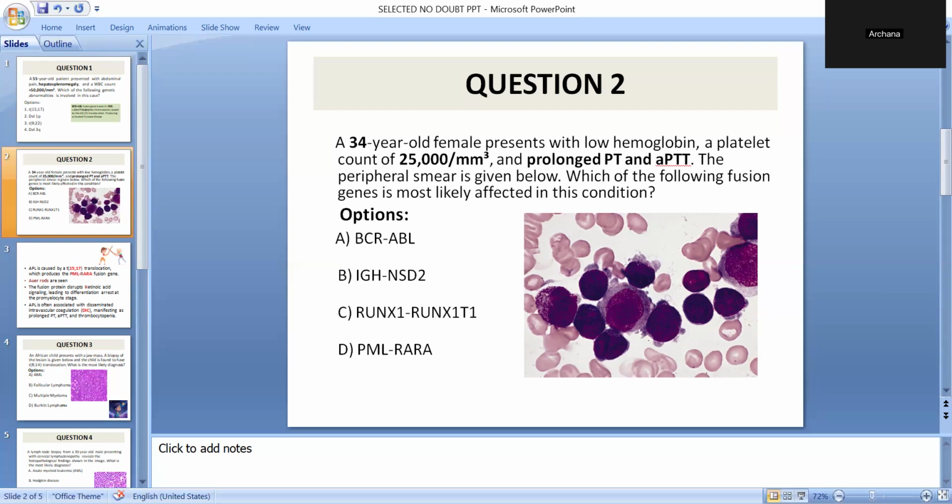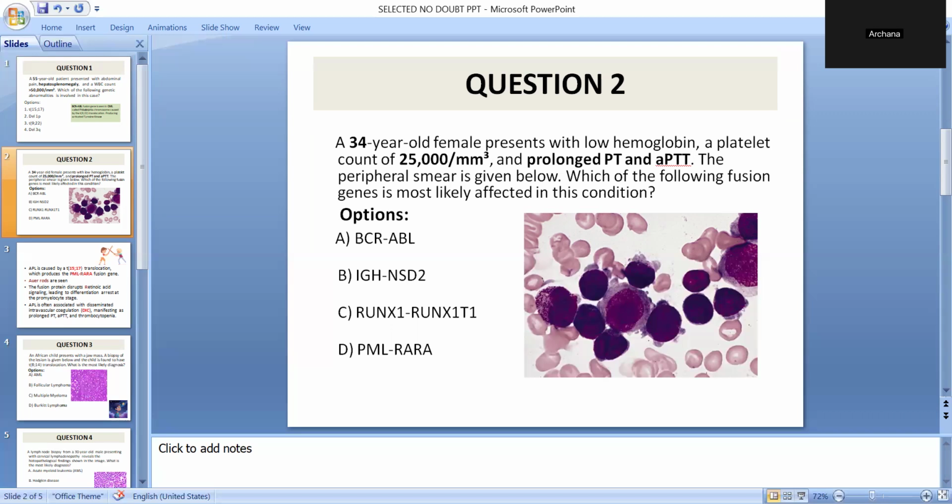Now, let us recollect the answer in this slide. In this particular picture, we know that AML M3 has a bleeding tendency. The platelet counts are low and there's a prolonged PT-APTT. Acute promyelocytic leukemia is caused by a 15-17 translocation, which is a PML-RARA fusion gene. How do we remember the numbers 15 and 17? 15, 16 is skipped, 17 is there. Similarly in alphabetical order, Q is skipped and R is there. So we have the PML-RARA fusion gene, translocation 15-17 in acute promyelocytic leukemia.